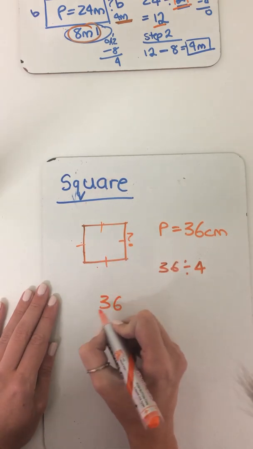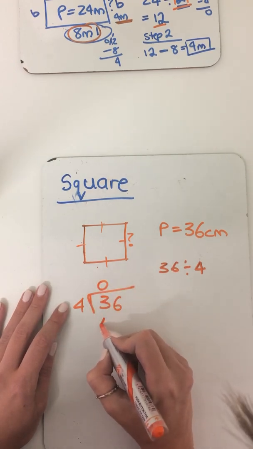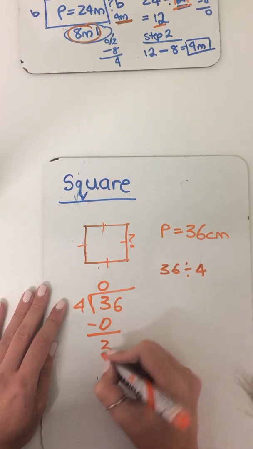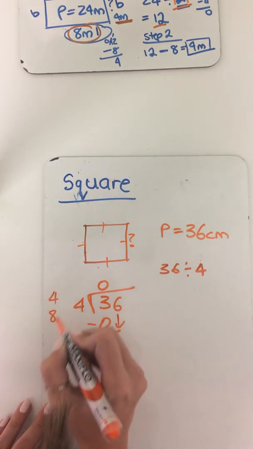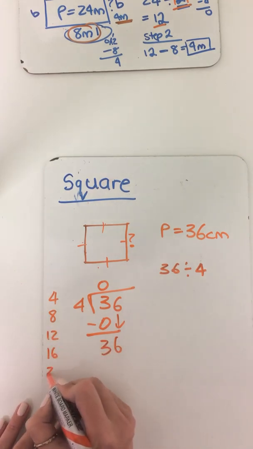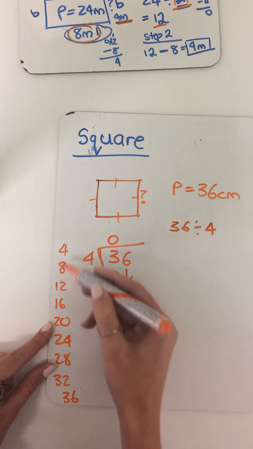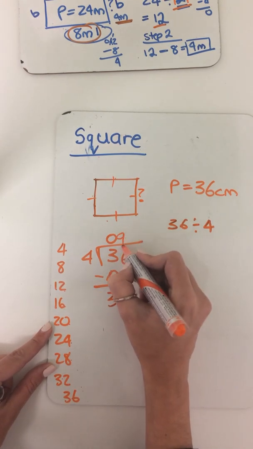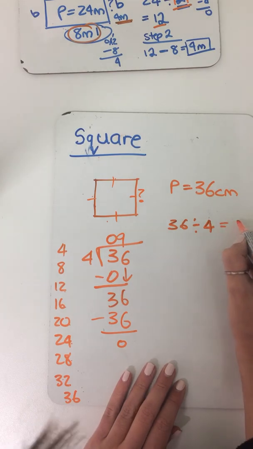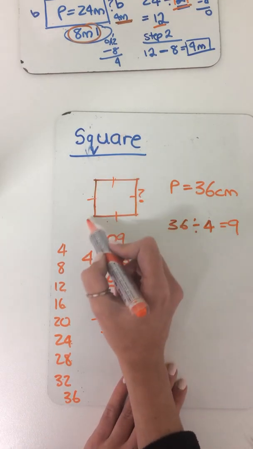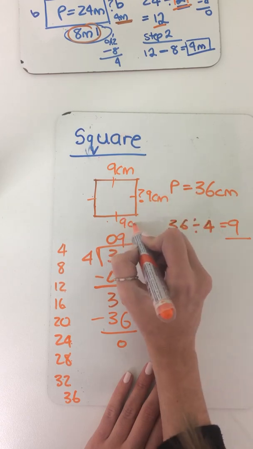So I'm going to do this in long division. 4 goes into 3 0 times. 4 times 0 is 0. 3 minus 0 is 3. Bring down the 6. 4 into 36. If you're not sure of your 4 times table, you write it on the side. 4, 8, 12, 16, 20, 24, 28, 32, 36. 1, 2, 3, 4, 5, 6, 7, 8, 9 times. 9 times 4 is 36. 36 minus 36 is 0. Nothing to bring down, so my answer is 9. 36 divided by 4, because there are 4 sides of a square, is 9. That means that each side is 9 centimeters.